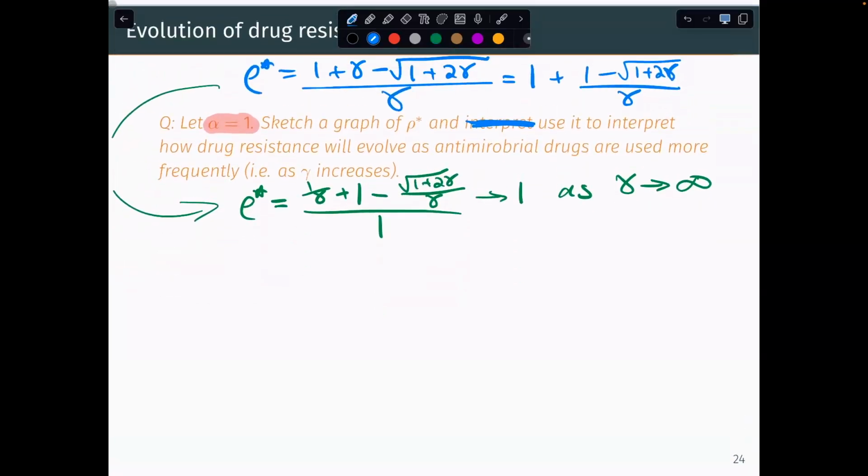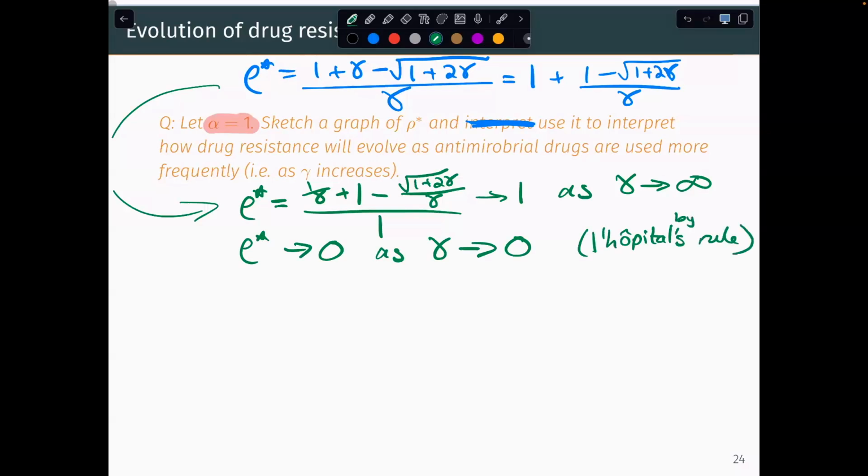I won't do it here just because we're running out of time. You can't just substitute in gamma equal to 0 here to work out what happens when gamma is equal to 0. You can use L'Hopital's rule. We can differentiate the numerator, differentiate the denominator. And the limit of this is going to equal the limit of the differential of the numerator over the differential of the denominator, right? L'Hopital's rule. If you do that, you'll find that rho star tends towards 0 as gamma tends towards 0. And I'll leave that as an exercise.